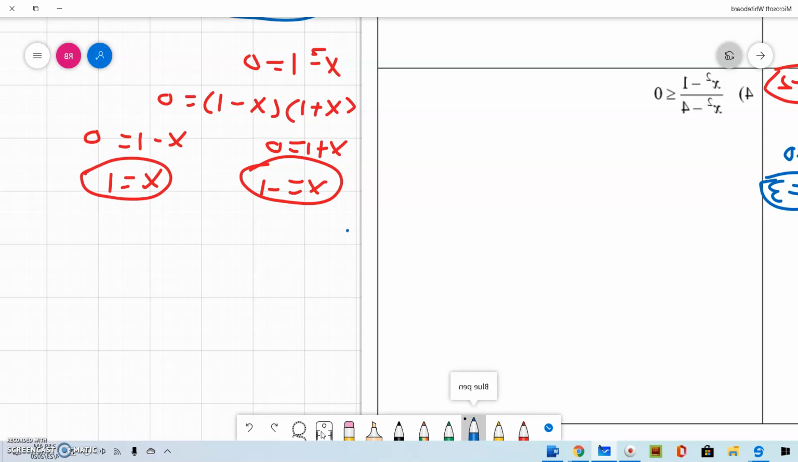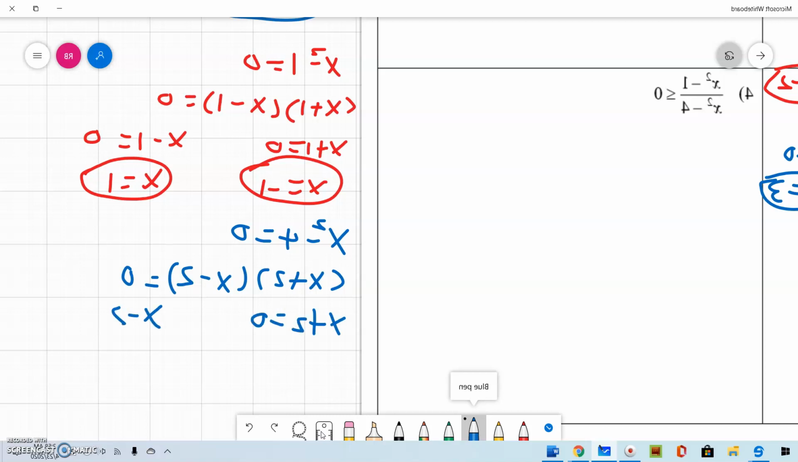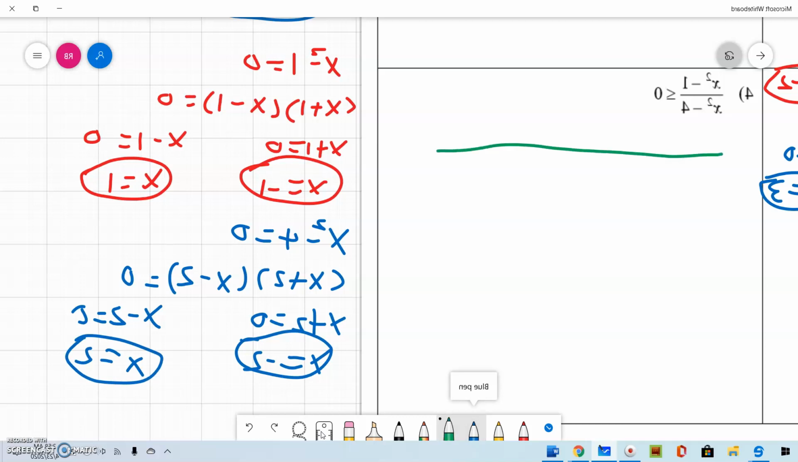And then the second one is x squared minus 4 is equal to 0. This is x plus 2 and x minus 2. So then x plus 2 has to equal 0 and x minus 2 has to equal 0. So x is equal to -2 and x is equal to 2. So that means I need to draw a number line with these 4 numbers, -2, -1, 1, and 2, and then choose a number. So I'm going to choose -3, -1.5, 0, 1.5, and 3.